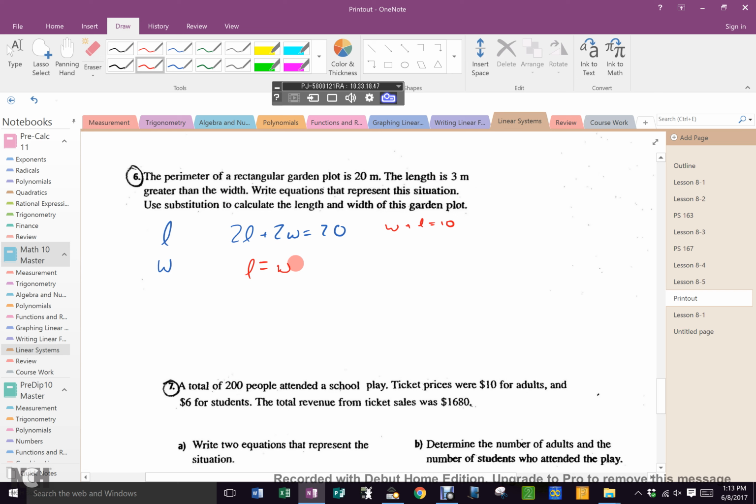The unknown number, width, plus how much, Emily? 3. Am I already set up for substitution? L equals that. What's your answer, Mr. Radna?